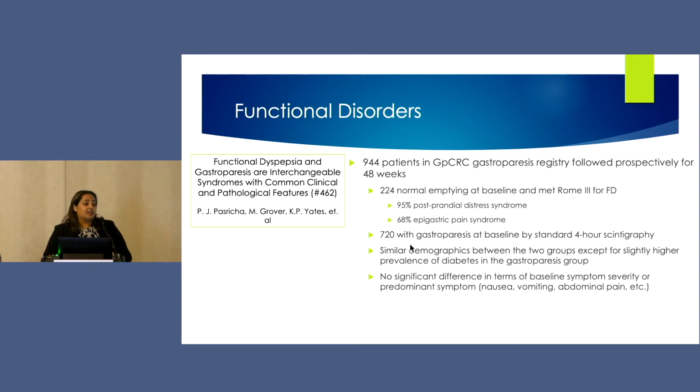This is a really nice study looking at patients with gastroparesis and functional dyspepsia. So what they did was they looked at 944 patients who were in this gastroparesis registry. And at baseline, 224 had normal gastric emptying tests but met Rome 3 criteria for functional dyspepsia. The other 720 had gastroparesis. There was no significant difference between the two groups in terms of demographics, except for slightly higher prevalence of diabetes, as you might expect in the gastroparesis group. And there was also no significant difference in terms of predominance of symptoms or baseline symptom severity.